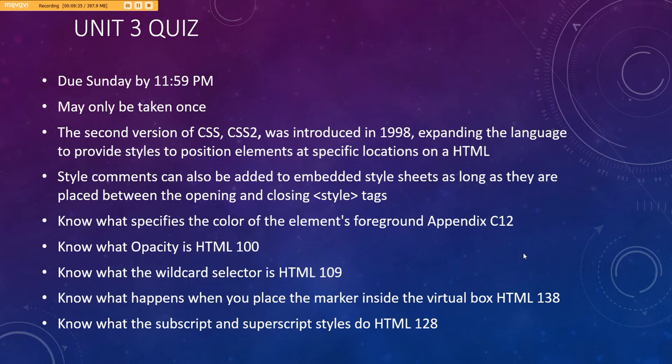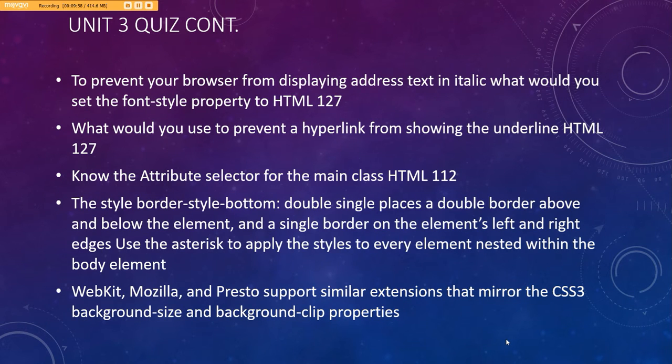Know what specifies the color of the element's foreground. Appendix C12. Know what opacity is. HTML 100. Know what the wildcard selector is. HTML 109. Know what happens when you place the marker inside the virtual box. HTML 138. Know what the subscript and superscript styles do. Page 128.